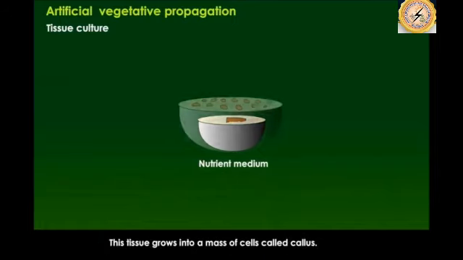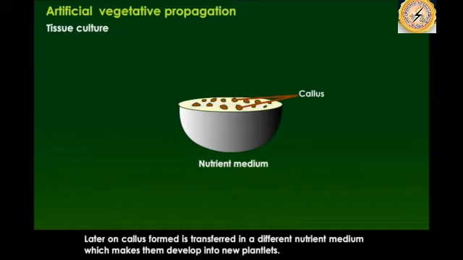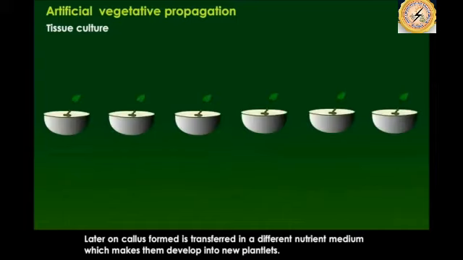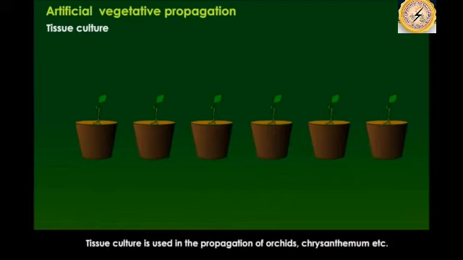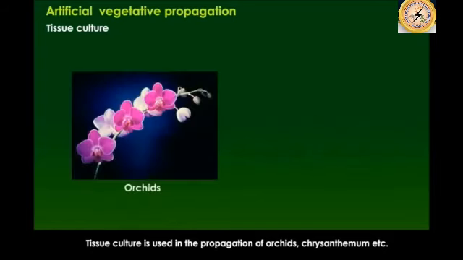This tissue grows into a mass of cells, and this mass of cells is said to be the callus, and that is said to be the callus culture. Later on, the callus formed is transferred into a different medium which makes them develop into new plantlets. So the cells are distributed in different locations. These plantlets are now grown in pots of soil, and tissue culture is used in the propagation of orchids and the chrysanthemum also.